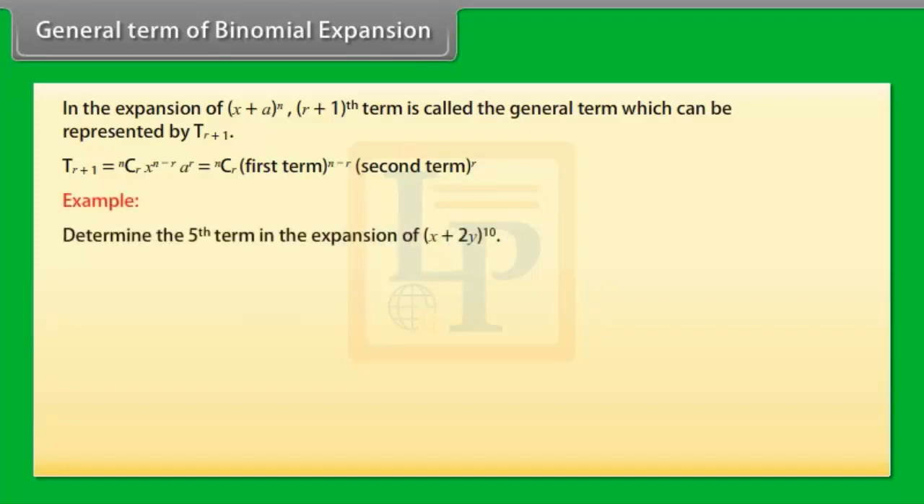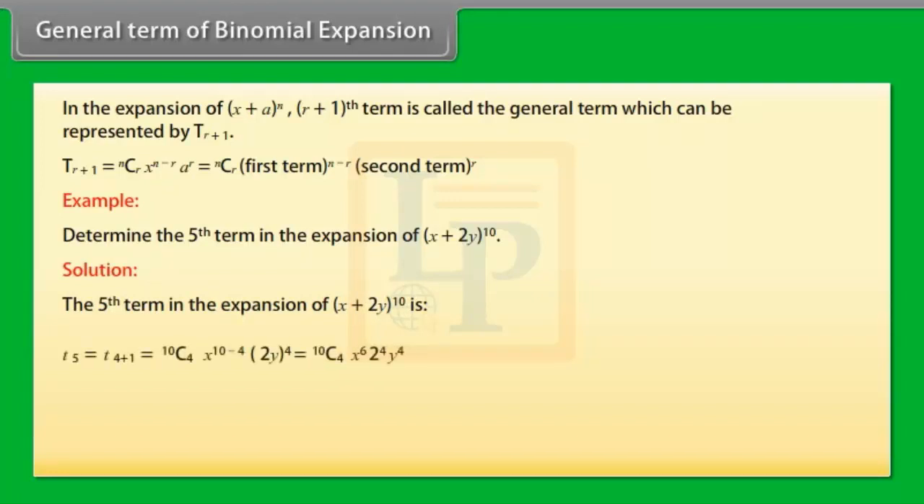Example: determine the fifth term in the expansion of (x + 2y)^10. Solution: the fifth term in the expansion of (x + 2y)^10 is given below. 10C4 into x^6 into (2y)^4, which is 3360 into x raised to power 6 into y raised to power 4.